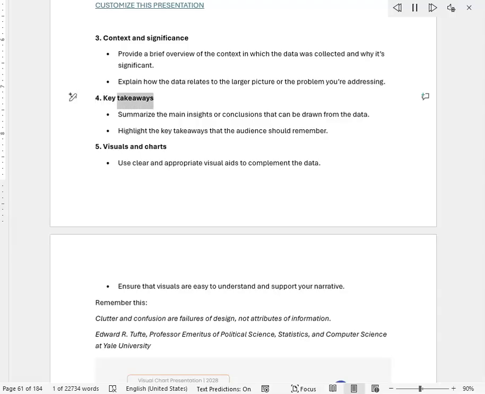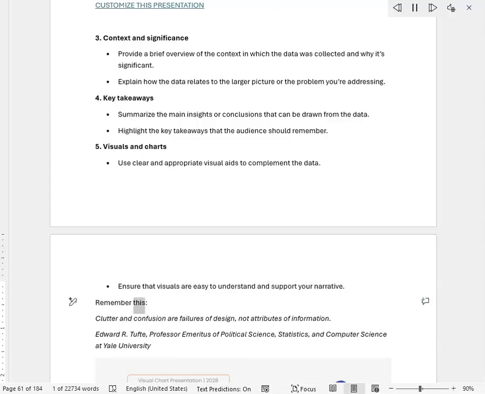4. Key takeaways. Summarize the main insights or conclusions that can be drawn from the data. Highlight the key takeaways that the audience should remember. 5. Visuals and charts. Use clear and appropriate visual aids to complement the data. Ensure that visuals are easy to understand and support your narrative.